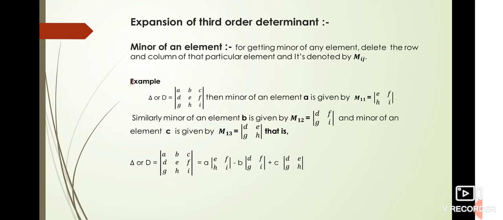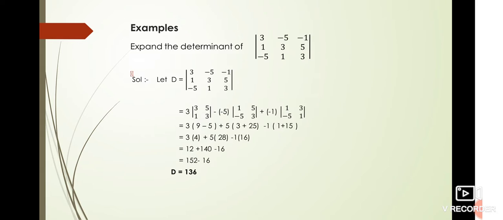Now the expansion of the third order determinant is given by: first we write the element A, the first element, multiplied by the minor of the element A, minus the second element B multiplied by the minor of the second element, plus C, the third element, multiplied by the minor of the third element. Let us see an example of a third order determinant.